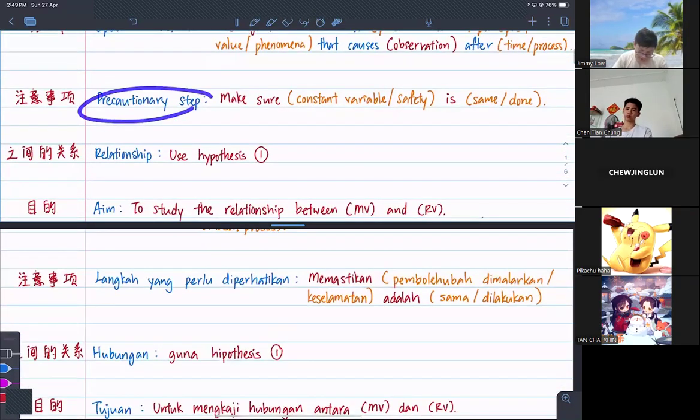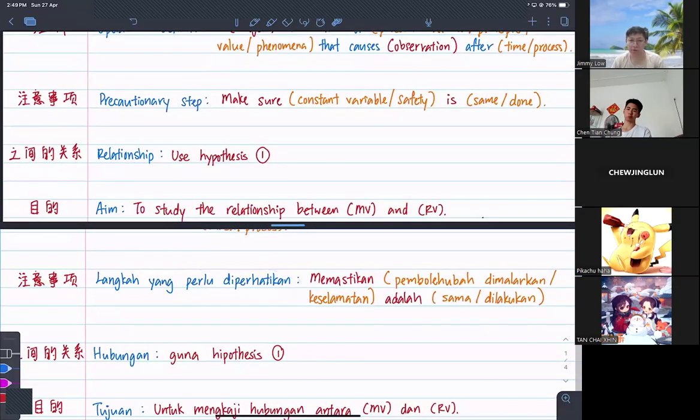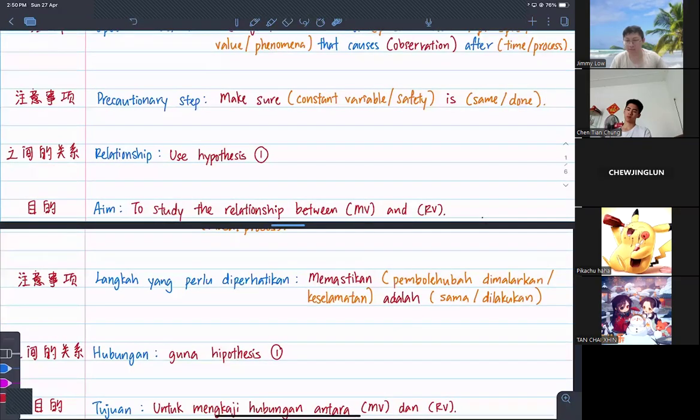So precautionary step is just same as what we mentioned just now. Make sure, memastikan. You make sure something is same. Make sure something is different. Make sure something is accurate. Make sure something is done. Make sure something is done comes to whenever the question asks you to take care or be attentive to the safety precaution stuff lah. You see the word safety, then you have to say something like this already. Wear goggles. For chapter 1, wear goggles, wear your coat, something like this.